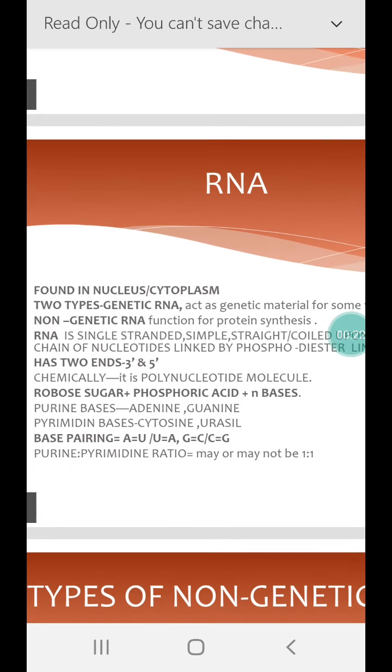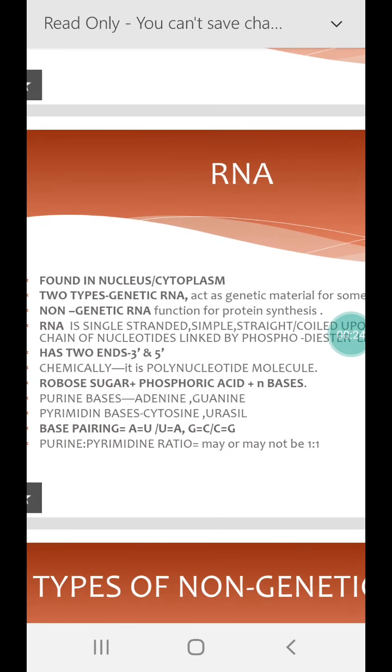So first, what is RNA? RNA is found in the nucleus as well as in the cytoplasm. There are different types of RNAs, mainly two types, that is the genetic RNA and non-genetic RNA. Genetic RNA acts as a genetic material for some viruses, while non-genetic RNA functions for protein synthesis.